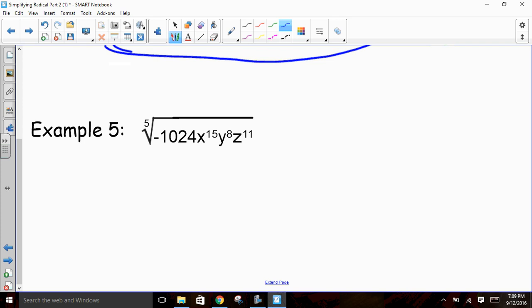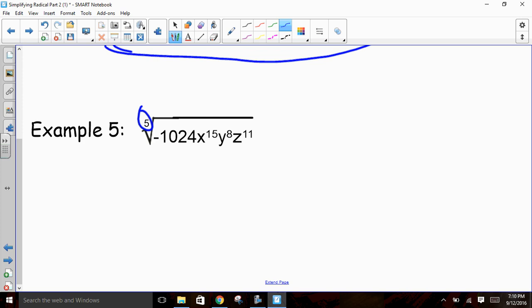And my last one. So if you take a look at your chart, you're looking for your 5th roots. Again, it's telling me about that nice little 5th up front. Look at your chart. Can you find the 5th root of negative 1024? You say you see positive 1024 in your chart, but not negative?